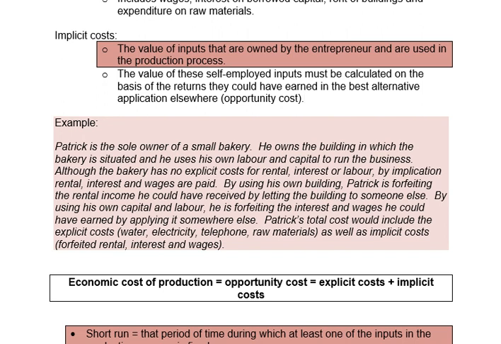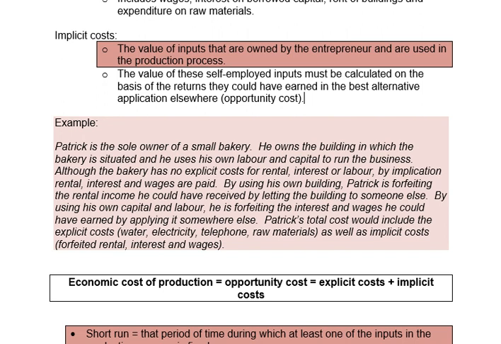Although the bakery has no explicit costs for rental, interest or labor, because he's not paying rent because he's using his own building. He owns the building, so he doesn't have to pay rent. He's not paying interest because he used his own capital, his own money to start the business. He's not paying labor because he's doing the work. He hasn't employed anybody else. He's doing all the work, okay? But by implication, we are saying rent, interest, and wages are paid, okay?